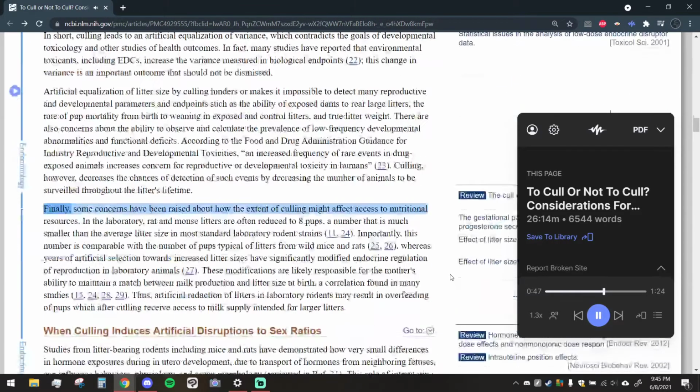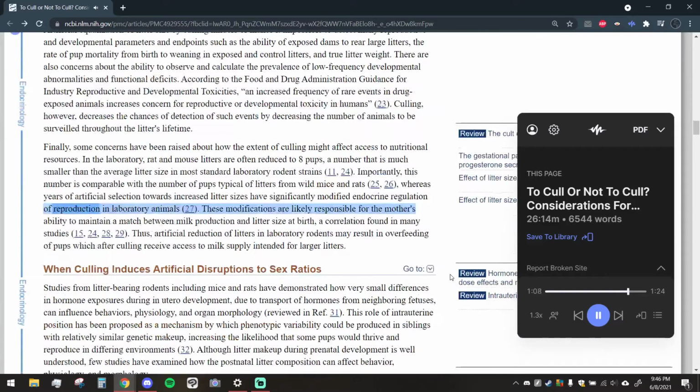throughout the litter's lifetime. Finally, some concerns have been raised about how the extent of culling might affect access to nutritional resources. In the laboratory, rat and mouse litters are often reduced to 8 pups, a number that is much smaller than the average litter size in most standard laboratory rodent strains. Importantly, this number is comparable with the number of pups typical of litters from wild mice and rats, whereas years of artificial selection towards increased litter sizes have significantly modified endocrine regulation of reproduction in laboratory animals. These modifications are likely responsible for the mother's ability to maintain a match between milk production and litter size at birth, a correlation found in many studies. Thus, artificial reduction of litters in laboratory rodents may result in overfeeding of pups, which after culling receive access to milk supply intended for larger litters.